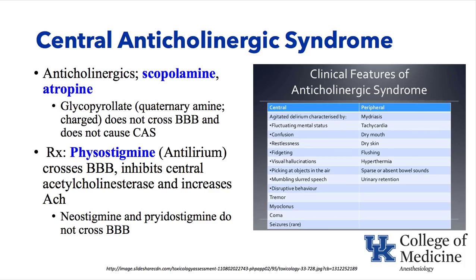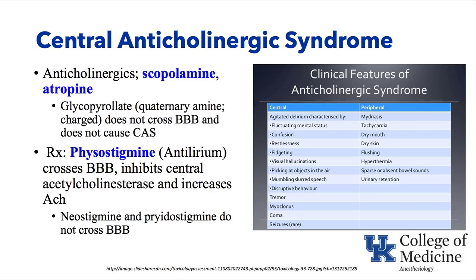can. So if a patient has received scopolamine or atropine and develops clinical features of anticholinergic syndrome, which are shown on the far right, like mental status changes, confusion, restlessness, fidgeting, visual hallucinations, they're picking at objects in the air, slurred speech, tremor, myoclonus, coma, and occasionally seizures, but it's that classic agitation and fluctuating mental status in a patient who's also often tachycardic with a dry mouth, dry skin, and maybe even hot.